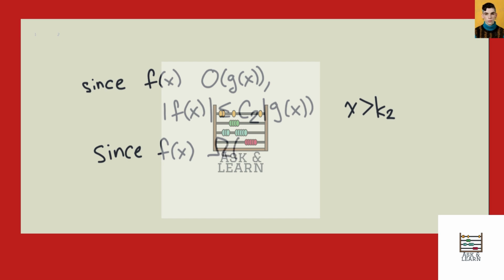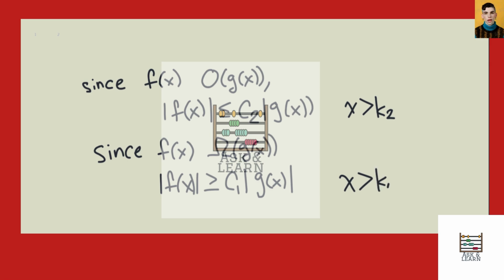And by the definition of big omega, we have similarly, since f of x is big omega of g of x, then we know that there must be these constants c1 and k1 such that the absolute value of f of x is greater than or equal to c1 times the absolute value of g of x when x is greater than k1.